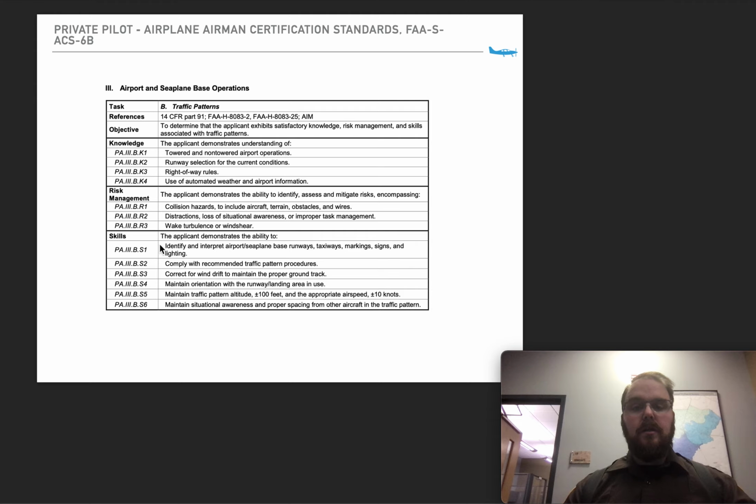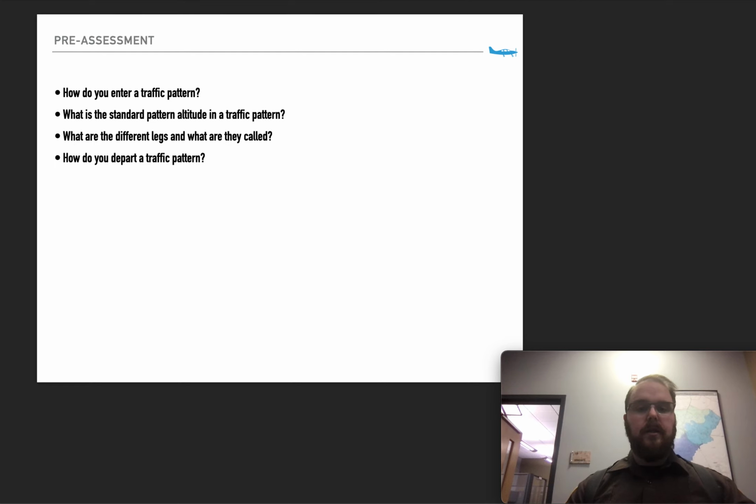So that concludes our lesson today on traffic patterns. Like I said, there's more to go into when it comes to towered airports, when it comes to the rectangular course and your ground reference maneuvers. These are all things we're going to learn and be able to put together so you, as the student, can fly into both a towered and a non-towered airport. But after this lesson, hopefully you understand what we talked about earlier when we went over the learning objectives here, and you can answer these questions in the pre-assessment.